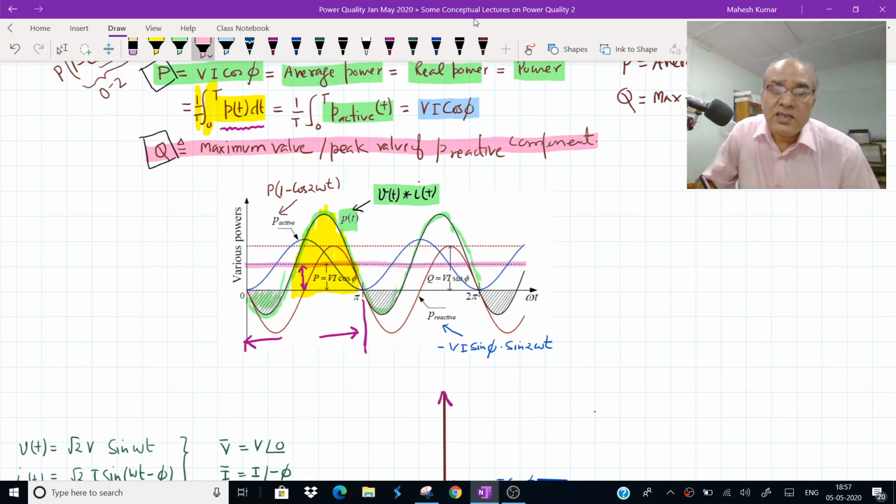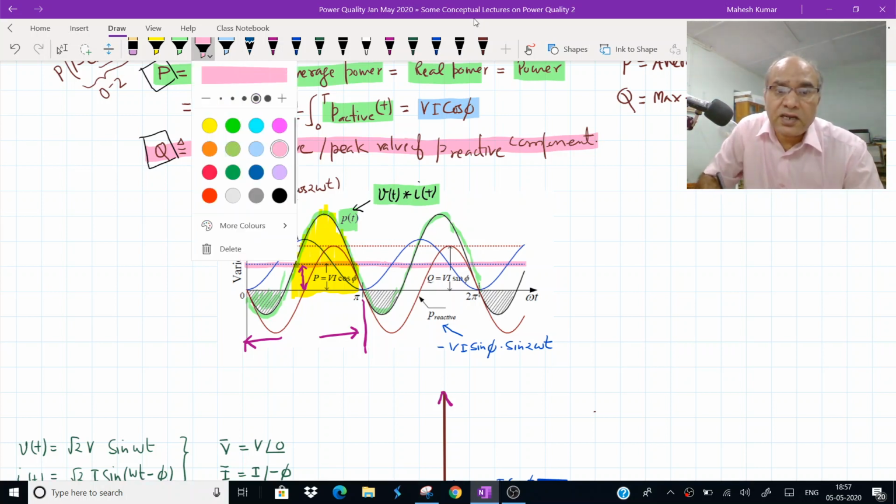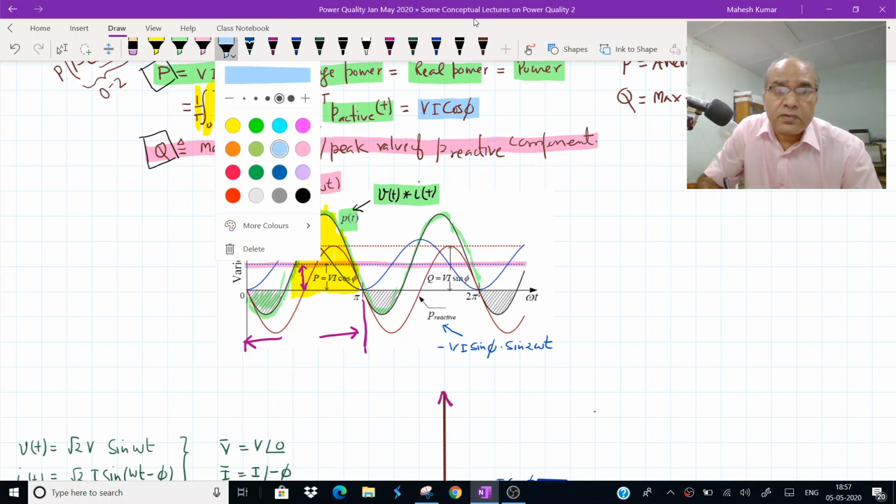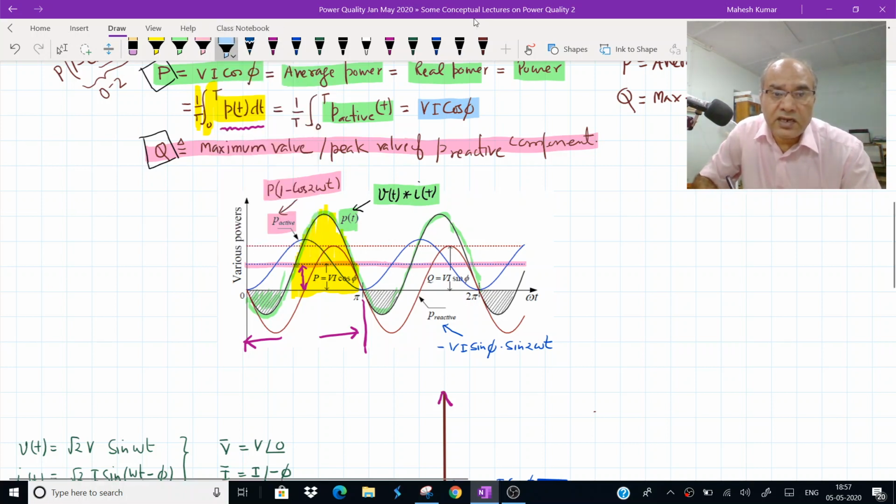And then you can see there is a P active. What is P active? From here, you can look from here, this is P active. P active is nothing but the product of VI cos phi into 1 minus cos 2 omega t, which is called unidirectional power. Okay, so this is the P active, and I can indicate this here. This is the P active.